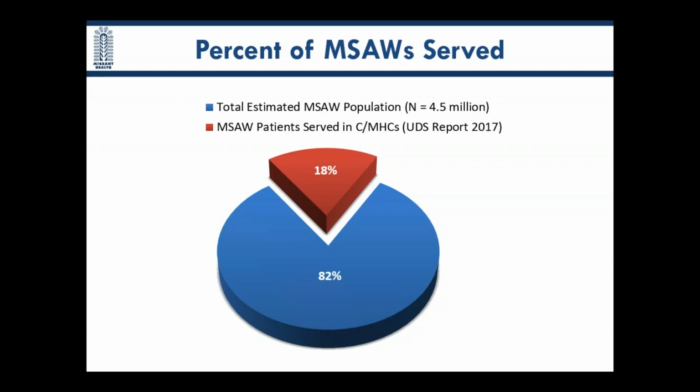This is just a little visual to show you as far as the whole population compared to how many ag workers are being served at our health centers. So that's changed slightly to about 22%. So we're doing better, but we still have a large portion of the population that's not being served.